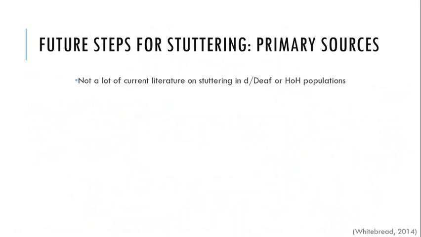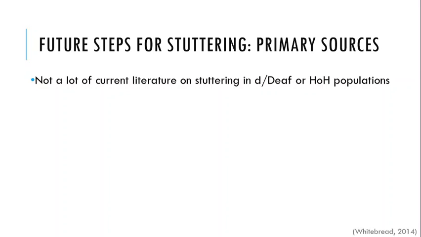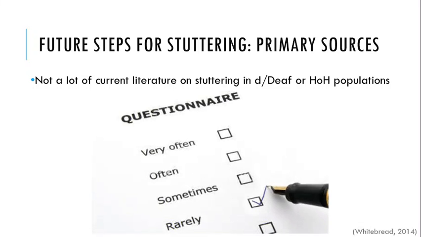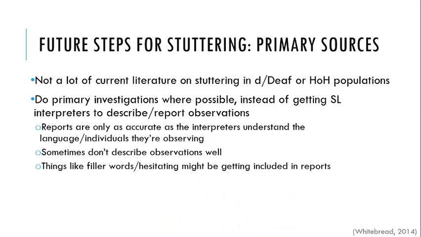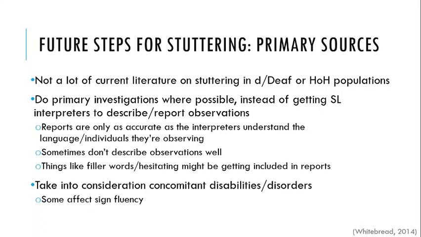There hasn't been a lot of research done in stuttering in sign languages. Most of the papers that we found didn't actually use primary sources. Rather, a lot of researchers sent out surveys to SLPs, teachers, or assistants, asking them to report their observations. Obviously, this is a big issue because of how well or poorly observations were described, whether the interpreters were reporting stuttering or filler words, misinterpreting signs, and so on. Lastly, many of the papers don't mention or take into account concomitant disabilities that may affect sign fluency.